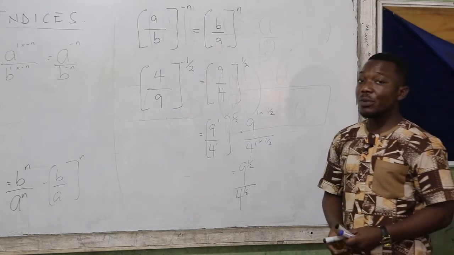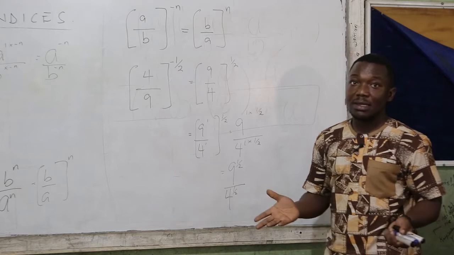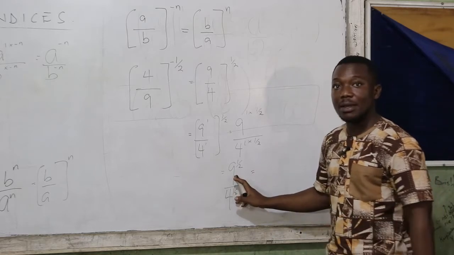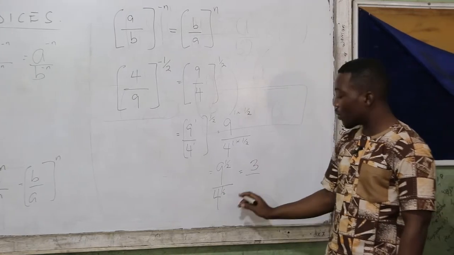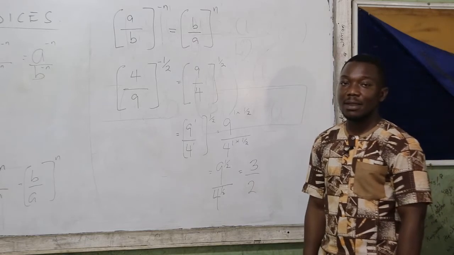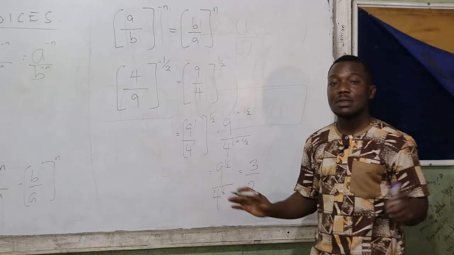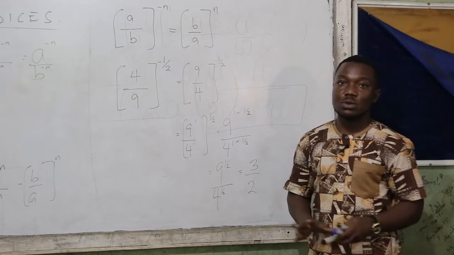Remember, I've told you when we were learning the nth root that any number raised to the power half is the square root of the number. So what's the square root of 9? We have 3. And what's the square root of 4? We have 2. And this is our final answer. Now we've gone through the concept and some properties. We would like to take some 2 questions and then we are good to go.